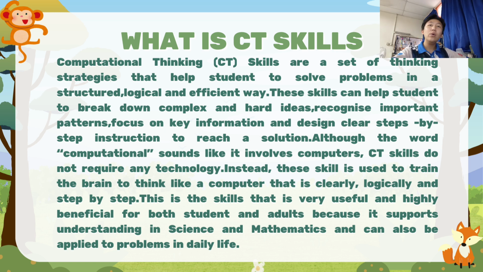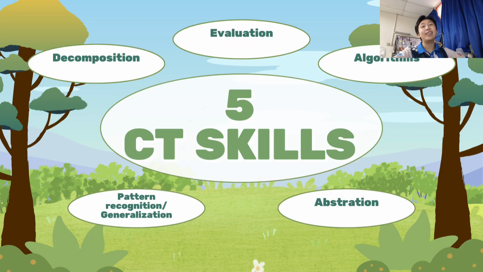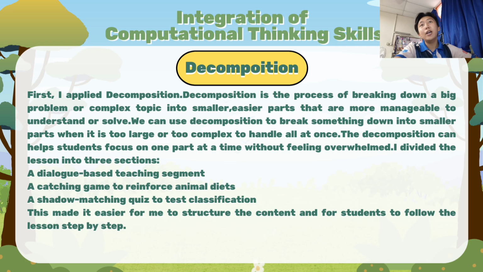Do you know how many CT skills there are in our world? Let me give you 5 seconds to think. 5, 4, 3, 2, 1. Yes, that's 5. Do you know which 5? I also give you 5 seconds. 5, 4, 3, 2, 1. That is decomposition, pattern recognition, abstraction, evaluation, and algorithm.